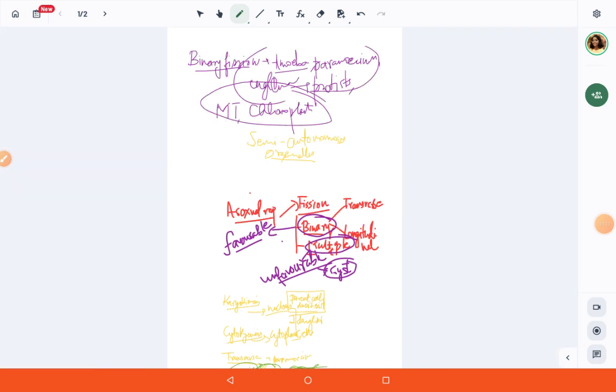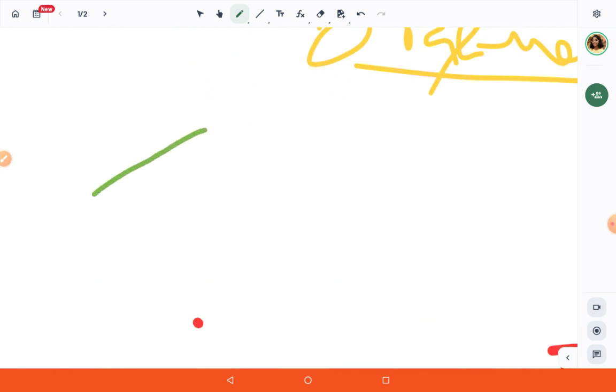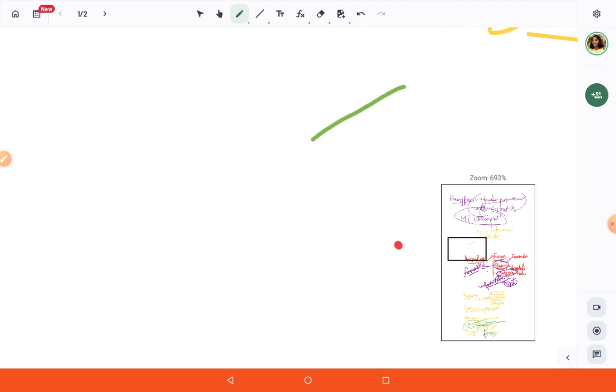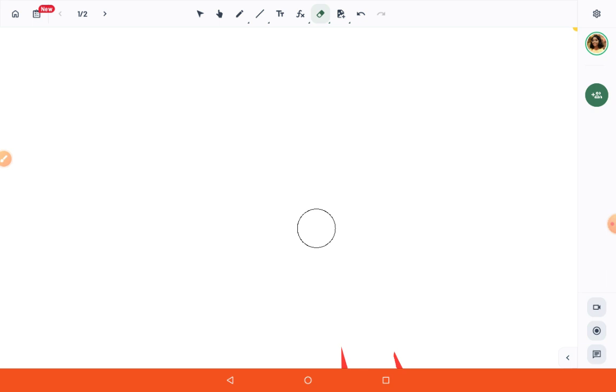You all can take a screenshot, or you all can also make notes with me, because at certain times it becomes not possible for me to tell you everything. Right, I'll use this part. Yeah. So now we'll talk about multiple fission.